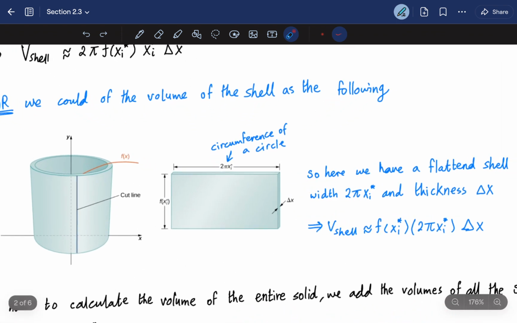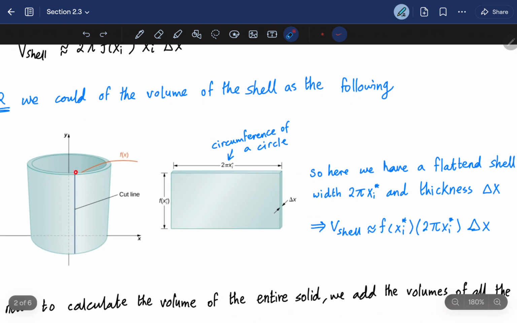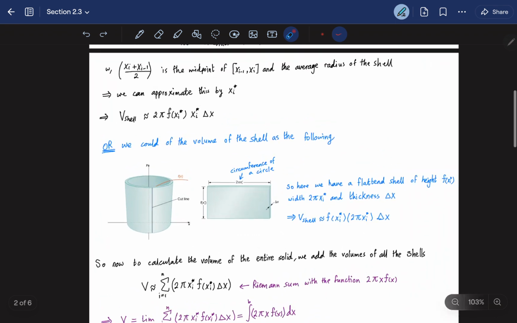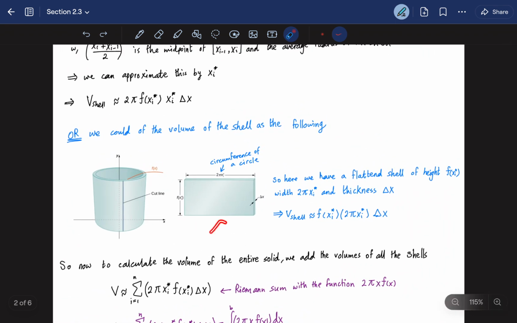So if you look here, once you cut it, it was already a circle. So this 2 pi xi is just the circumference of a circle, which we know is just 2 pi times the radius, and we know that the radius here is just xi star. So the volume of this solid is just width times height times thickness, so you're going to get this, which is exactly what we got when we did the cross-section method.